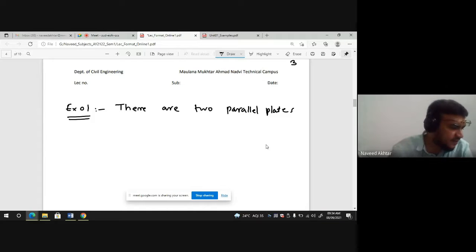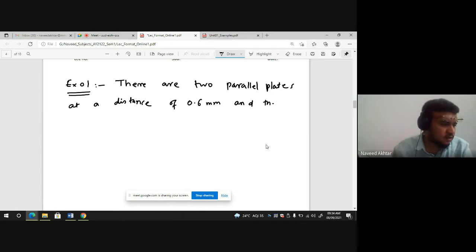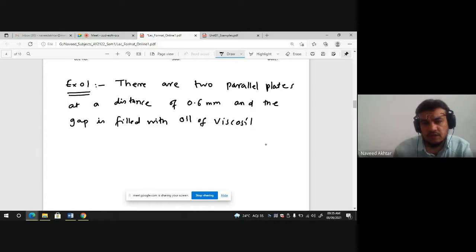There are two parallel plates at a distance of 0.6 mm, and the gap is filled with oil of viscosity 1.5 Newton second per meter square.